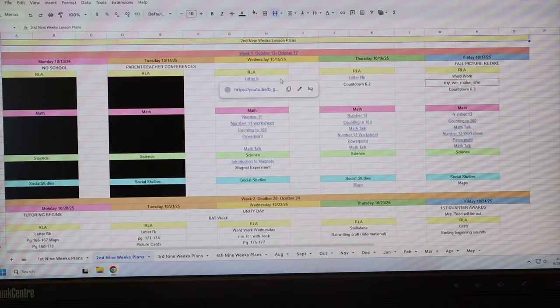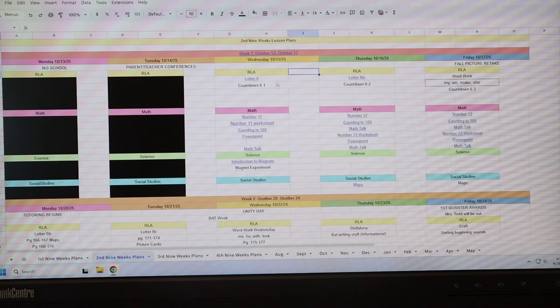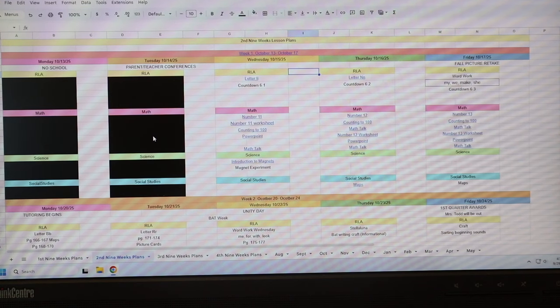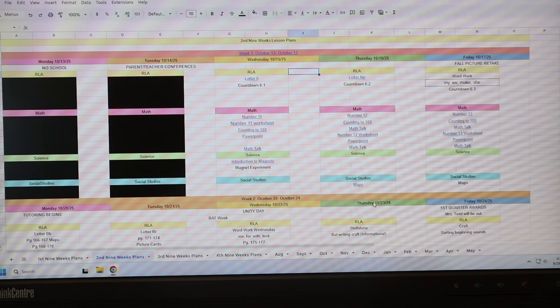I break it up based off of the subject. You have RLA in white, math in pink, science in green, and blue is social studies. We don't have enough time in the day to teach science and social studies every single day. So I normally do science on Monday and Tuesday, because I like to do a mad scientist Monday and then review that information. Wednesdays and Thursdays are when I do social studies, and then Fridays are a fun Friday. We get to do a really cool activity based off of science or social studies.